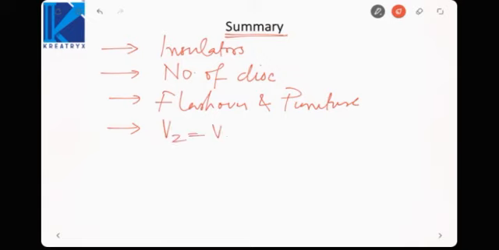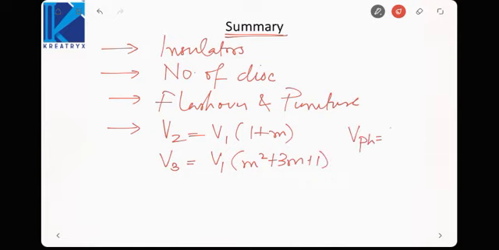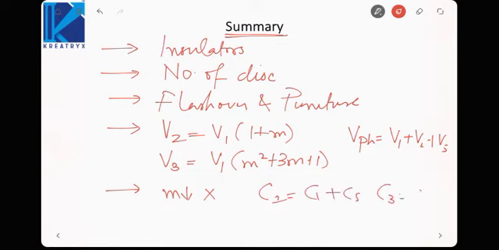We saw V2 is equal to V1 into 1 plus M, and V3 is equal to V1 into M square plus 3M plus 1, and V phase will be equal to V1 plus V2 plus V3. And lastly we saw how to increase the string efficiency by reducing M, which was impractical, by using capacitances such that C2 is equal to C1 plus Cs, C3 is equal to C1 plus 3Cs. This was also impractical. And by using a guard wire in which Cx was equal to C by 2 and Cy was equal to 2C. This method we generally use.